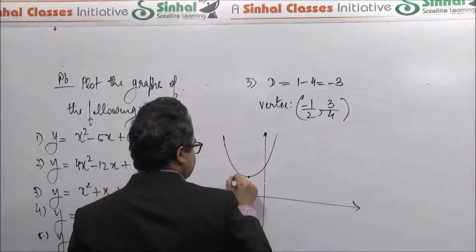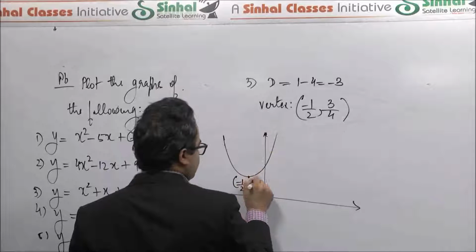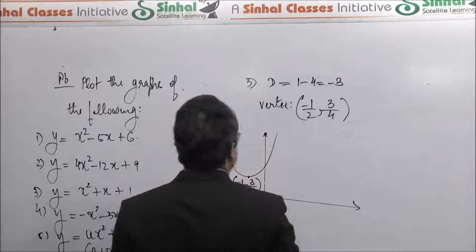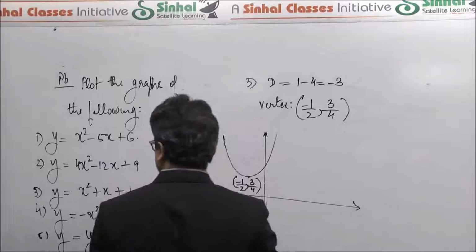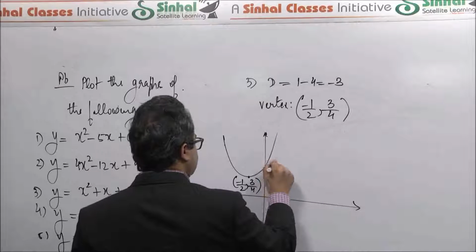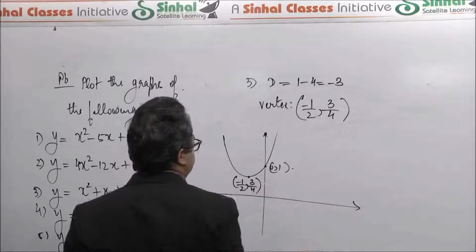So the vertex is at minus 1 by 2, comma, 3 by 4. And again, if you want to find this point, this point is 0, comma 4.